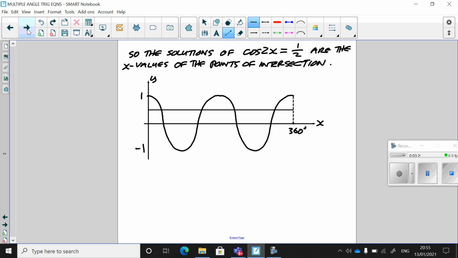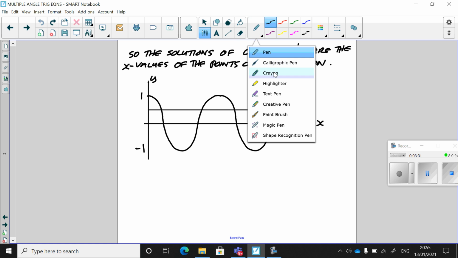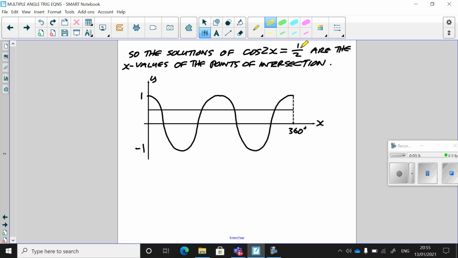Ultimately, we are solving for x. And just to emphasize it there, there's my equation: cos 2x equals a half. So we need to isolate x. That's what I'm solving for. So it's only the x values.